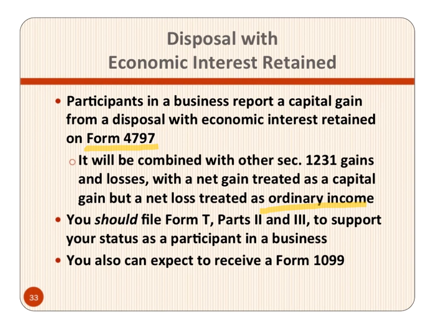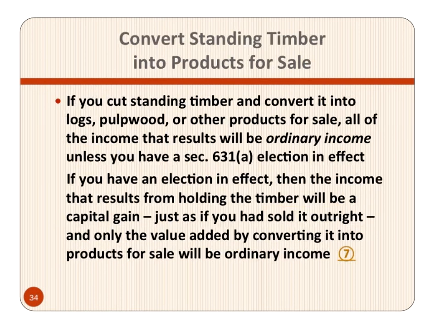You should file Form T Parts 2 and 3 in order to support your status as a participant in a trader business. It's not difficult to qualify as a participant in a trader business. A lot of it is just holding yourself out as a participant in a trader business. So this is one way you can do that. Having a profit motive clearly designated in your written management plan is another way to do that. And again, you can expect to receive a Form 1099. So that's the 2 ways to sell standing timber.